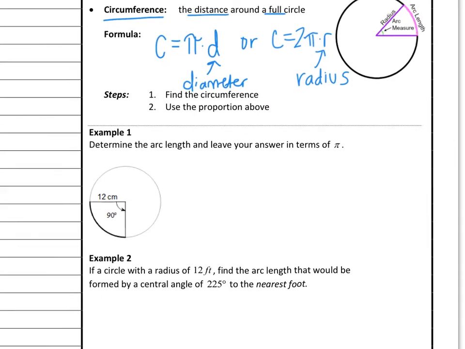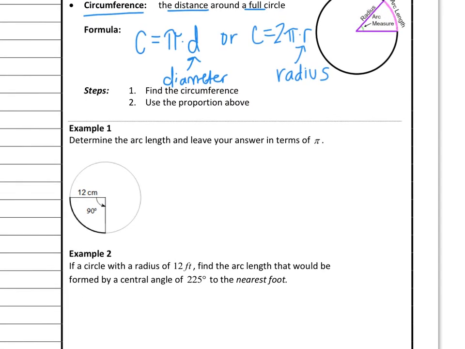So here we go. Example 1, let's jump right in. It says determine the arc length. So we're going to be finding the L. Okay, and leave your answer in terms of pi.